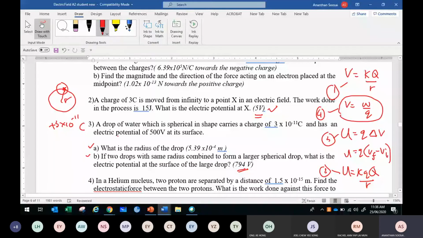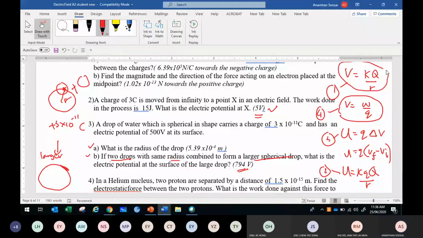Two drops with the same radius combine to form a larger spherical drop. For this larger drop, they're asking what is the potential at the surface. So again, which formula do we use? The first one, right? Potential at the surface.